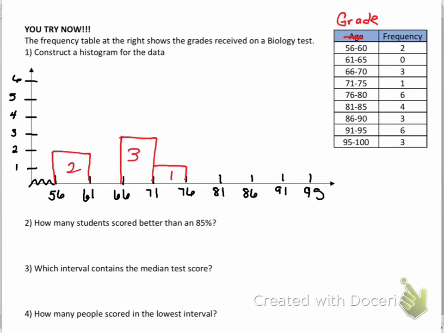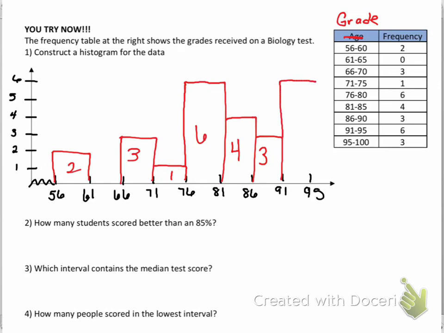That's going to bring me all the way up to here. There's 6. And then I've got 4 people in the 81 to 85. And then 86 to 90 is 3 people. And then 91 to 95 is 6 people. All the way up there. And then 95 to 100 is 3.